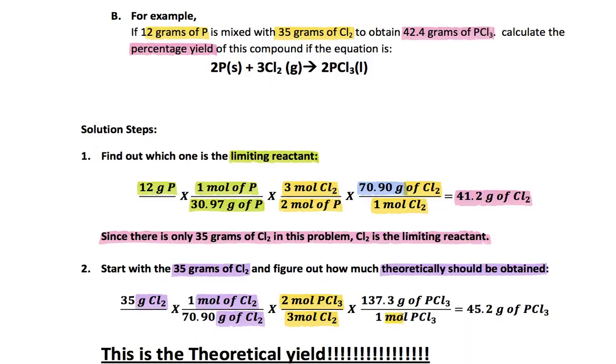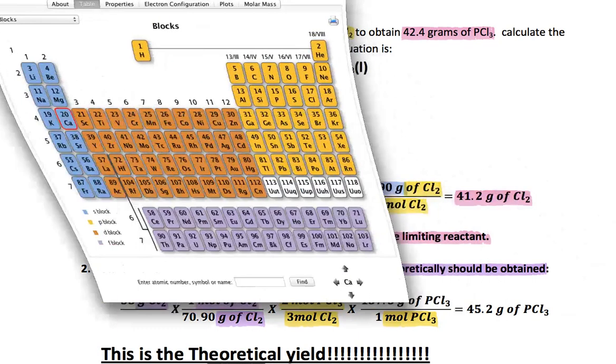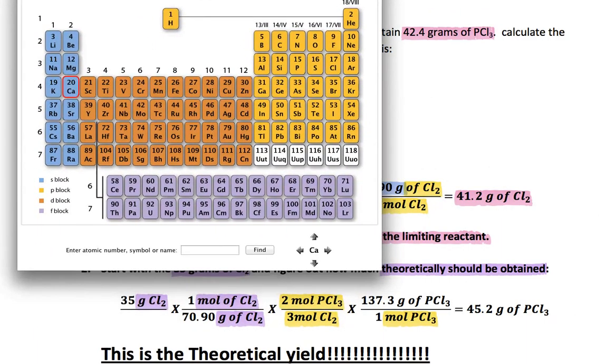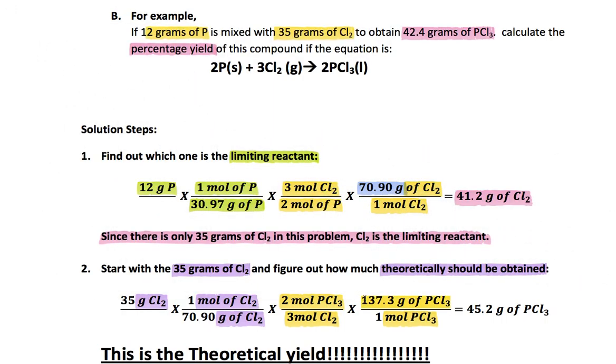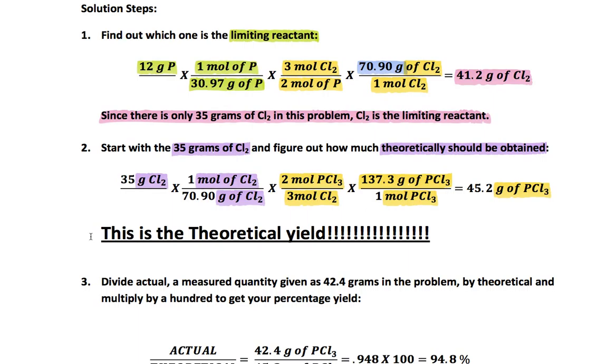So then you use the molar mass of PCl3. So if you look up phosphorus on your periodic table, you have 30.974. Chlorine is going to be 35.453 times 2. Add all that together, you get this value of 137.3 grams of the phosphorus trichloride. When you multiply all this out and cancel everything, you're left with units of grams of phosphorus trichloride. Why is this important? This is telling you your theoretical yield. That's what we were looking for.